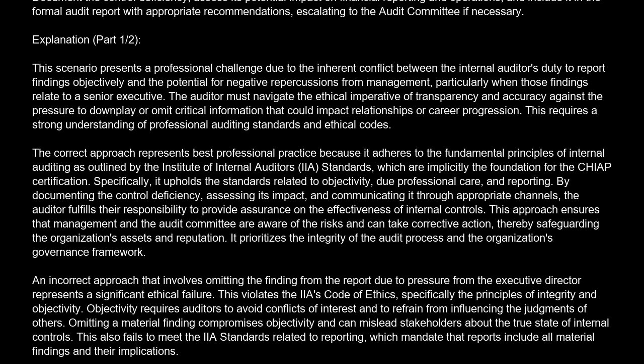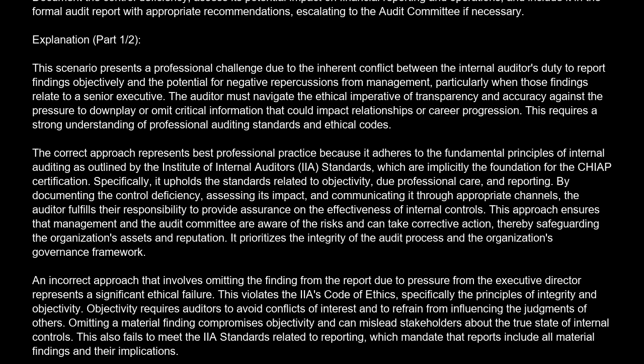The correct approach represents best professional practice because it adheres to the fundamental principles of internal auditing as outlined by the Institute of Internal Auditors, IIA standards, which are implicitly the foundation for the CHIAP certification. Specifically, it upholds the standards related to objectivity, due professional care, and reporting. By documenting the control deficiency, assessing its impact, and communicating it through appropriate channels, the auditor fulfills their responsibility to provide assurance on the effectiveness of internal controls.